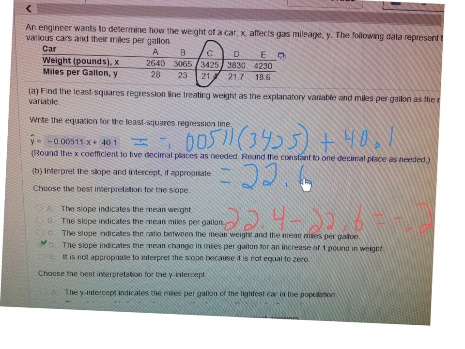Then they ask, what's the residual? And so to find the residual, you take the actual result minus the predicted result, and that's minus 0.2.